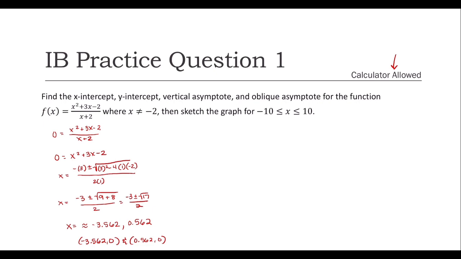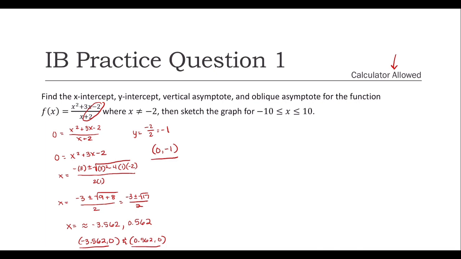Our y-intercept is just going to be negative 2 over 2 because we plug in 0 for x. So negative 2 over 2 equals negative 1. So the y-intercept will be (0, negative 1). So we have 1 point here, 2 more points here.